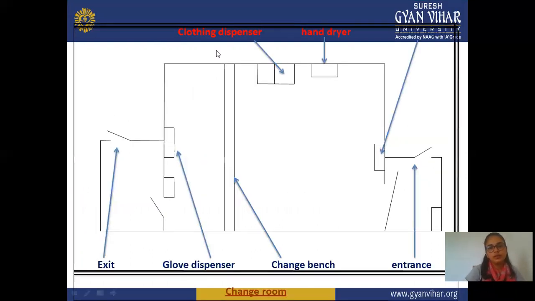This is another diagram. Here is a clothing dispenser, and this is a hand dryer. After the clothing dispenser, you dry your hands with the help of the dryer. And this is another area, the entrance where the personnel enter this change room. This is the change room where you change your clothes or wear gloves, and all the conditions are maintained in this change room. And this is a glove dispenser where you dispense your gloves, and here is an exit. It is interrelated, so you can easily go from one entrance to the exit place also.